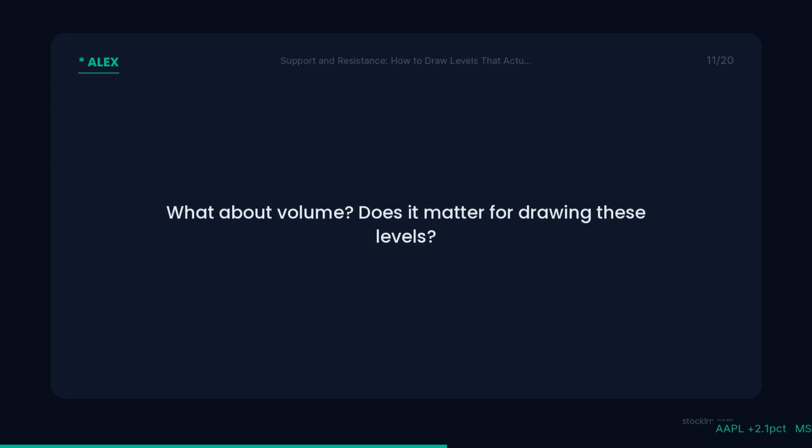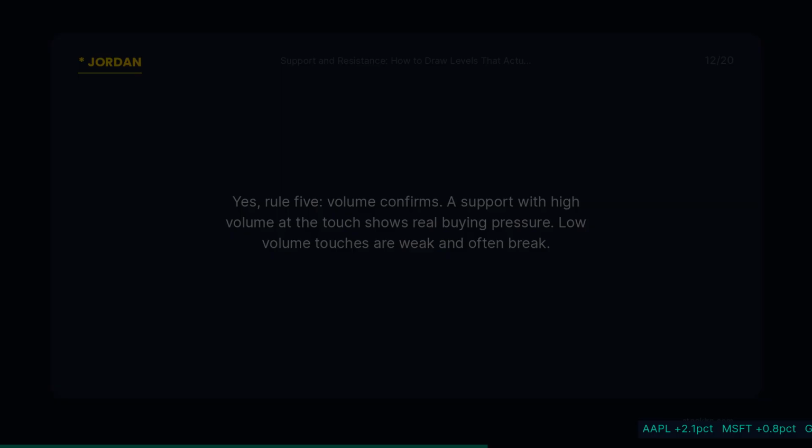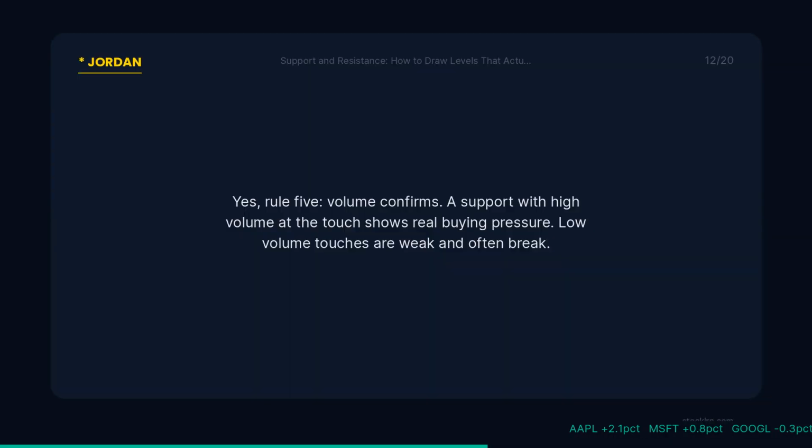What about volume? Does it matter for drawing these levels? Yes, Rule 5, volume confirms. A support with high volume at the touch shows real buying pressure. Low volume touches are weak and often break.